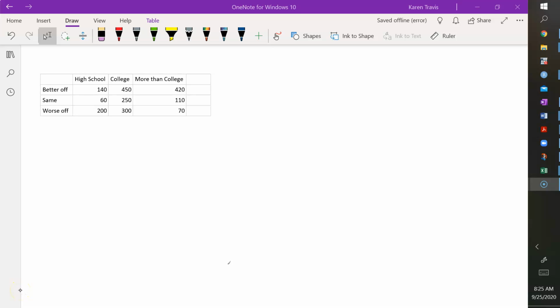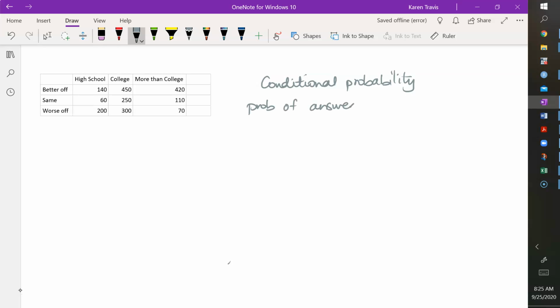Let's work on the idea of conditional probability. What this means is we're looking at the probability of something occurring given that we know something else has already occurred. So for example, the probability of answering better off given they completed high school.